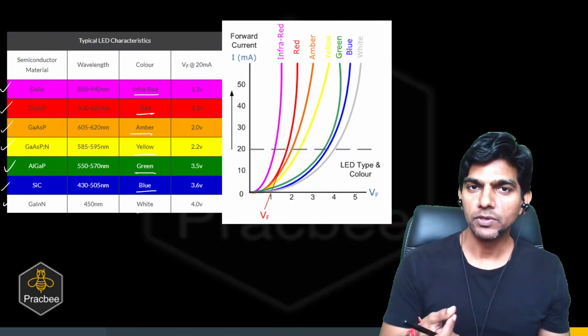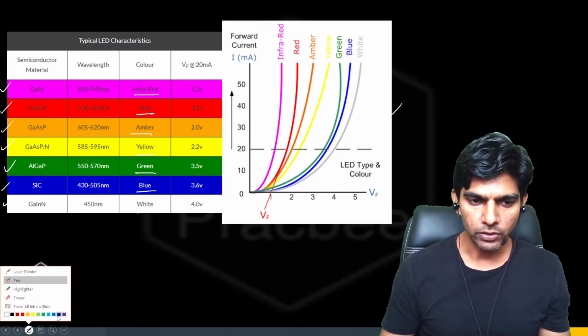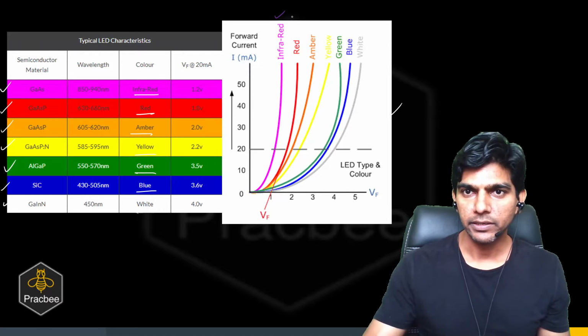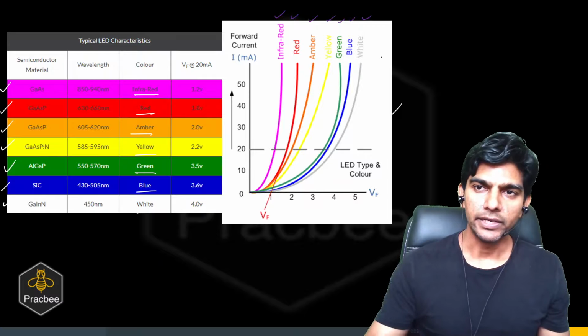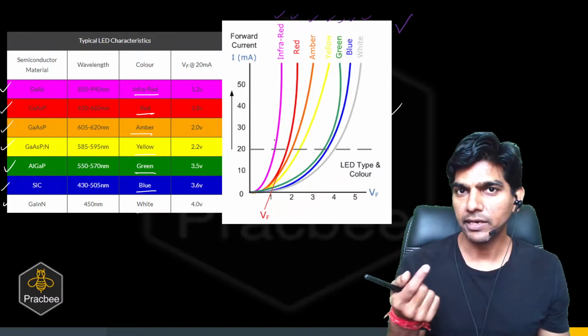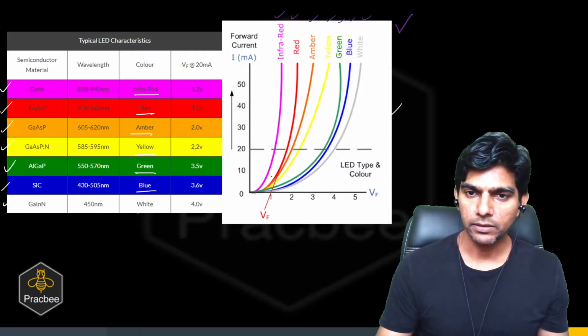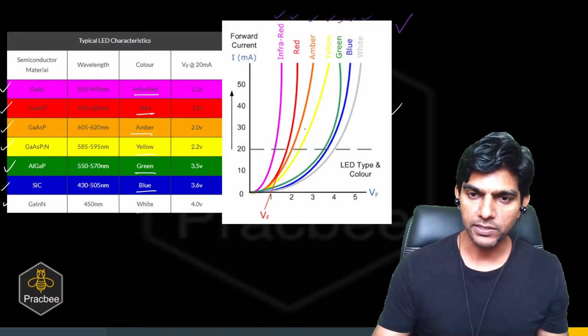All these types of colors can be produced with the help of LEDs, and these are the VI characteristics that we have to remember. You should remember the order: first infrared, then red, amber, yellow, green, blue, and white. Again, this graph is very important. We have different knee voltages for different colors. Obviously, that is because of the doping. We have different semiconductors, so that's why we have different knee voltages, and that's why there is a variation.